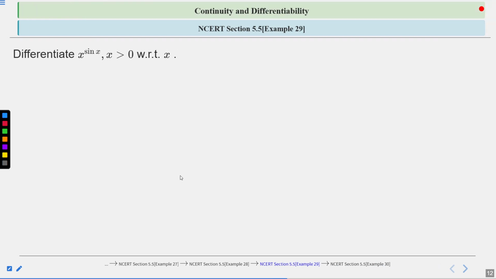So NCERT section 5.5 example 29. Differentiate x to the power sin x, when x is greater than 0, with respect to x, right? We have to basically differentiate x to the power sin x where x is greater than 0 with respect to x. So again, you have 40 seconds to solve or think about this question. After that, we'll move to the solution part, right?